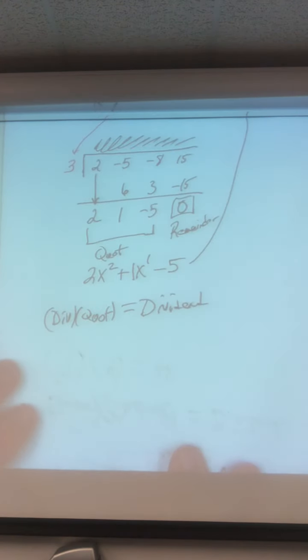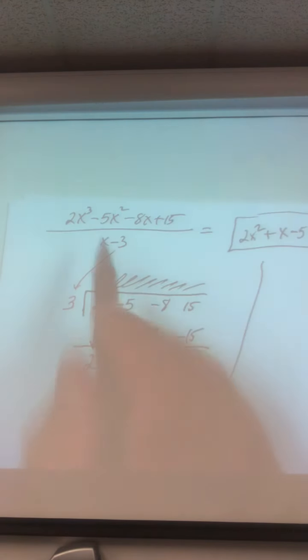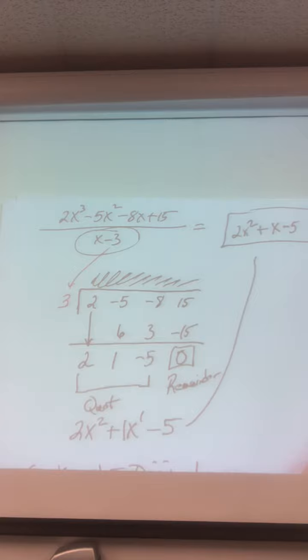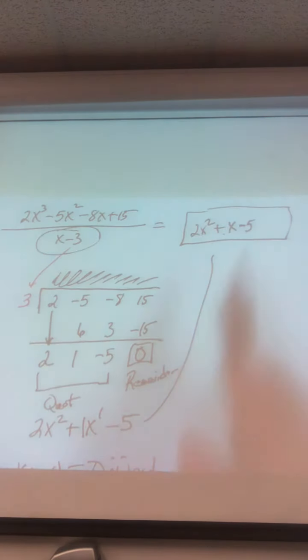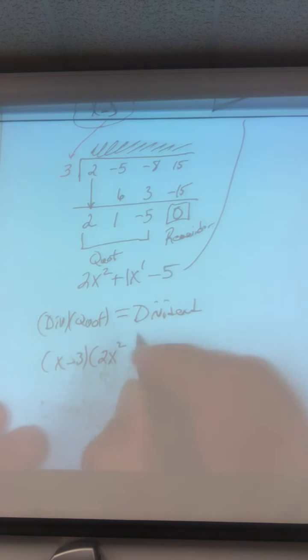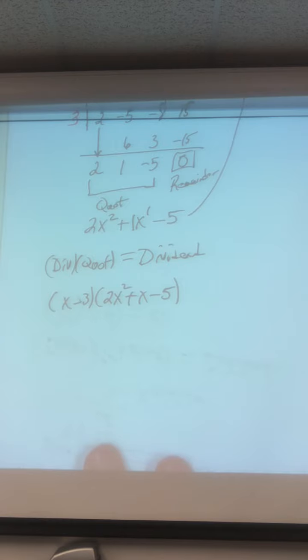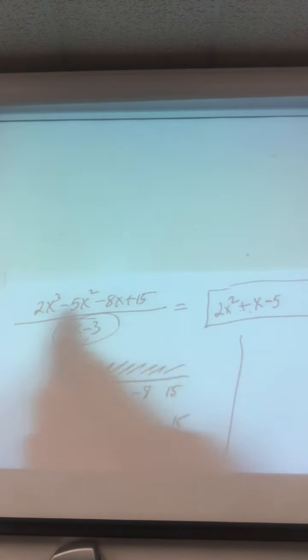All right, so let's do that. Let's take our divisor. Now, what was our divisor? It's this. What was our quotient? It was this right here. So if we take, and you don't have to write this down, x minus 3 and multiply it by 2x squared plus x minus 5, if I multiply these two things together, I should get this right here, the dividend. Well, let's see if we do.